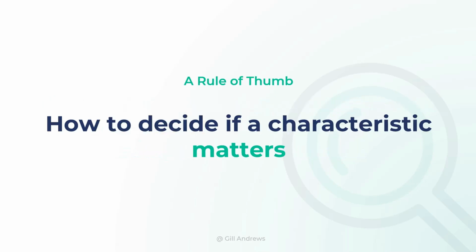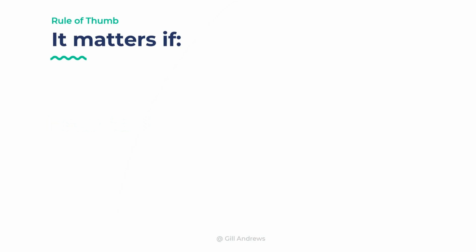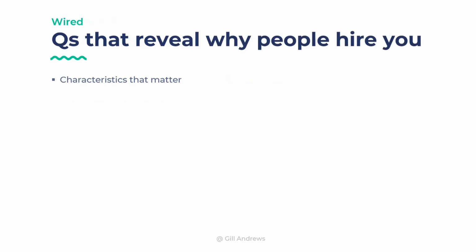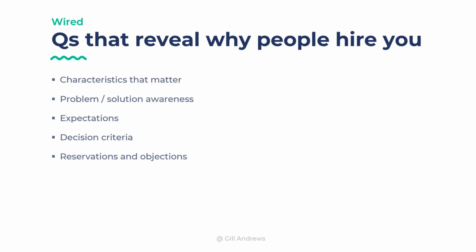If you can't decide whether a certain characteristic is important, you can use this rule of thumb. It's important if it influences either what you're going to say about your offer or how you're going to say it, meaning it influences either the messaging strategy or the language. But defining those characteristics is just the beginning of defining your audience. Other things that influence your prospects' buying decisions are how much they know about the problems you help solve and solutions you offer, what they expect from you, what criteria they use to decide whom to hire, as well as the reservations and objections that may prevent them from hiring you.